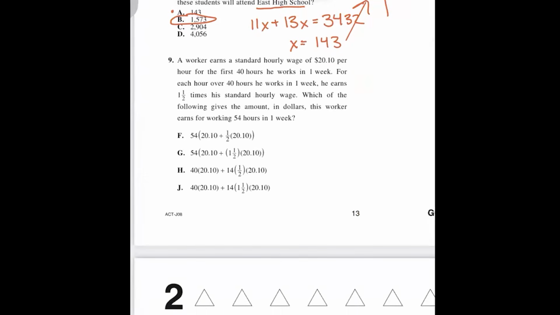So on number 9, you've got a lot going on. You've got the hourly rate for the first 40 hours he works in 1 week. For each hour over 40 hours he works in 1 week, he earns time and a half, which is pretty standard. Which of the following gives the amount in dollars this worker earns for 54 hours in 1 week? The key is he's making those 40 hours at that $20.10, and then he's making those extra hours at time and a half. The only one that makes sense is J because of the breakdown of this equation.